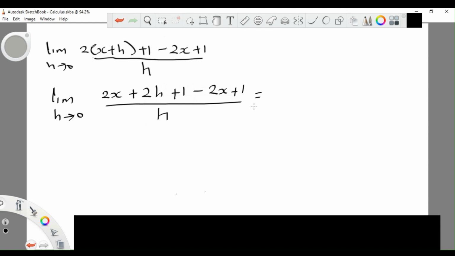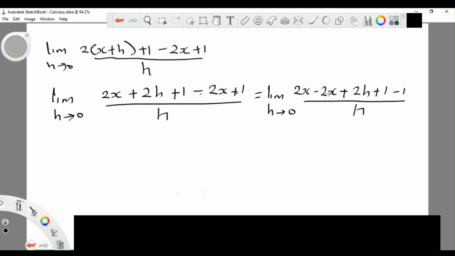So what we do is group like terms. So we have the limit as h tends to 0, 2x minus 2x. We have plus 2h. Then we have plus 1, and we have plus 1. Minus, plus is a minus, so we have minus 1, over h.